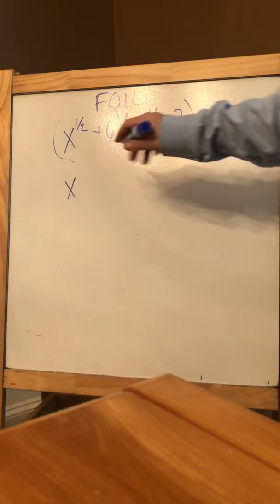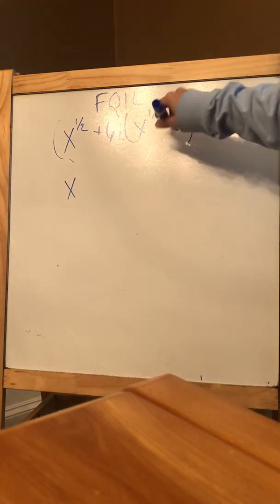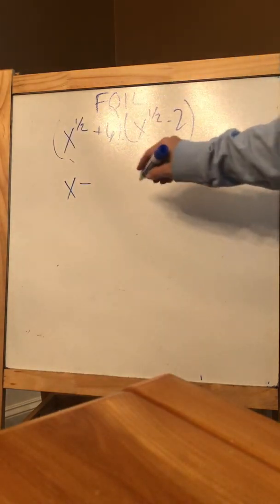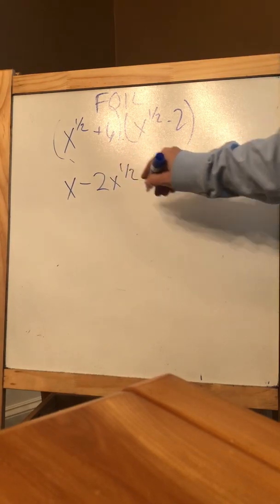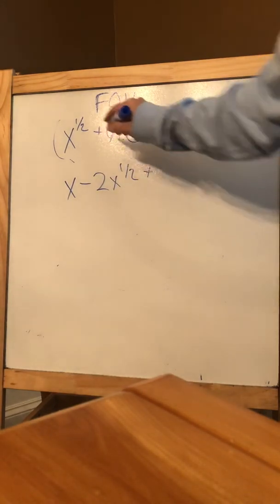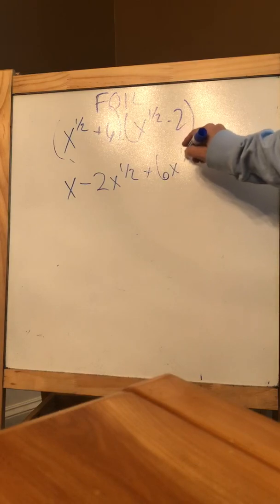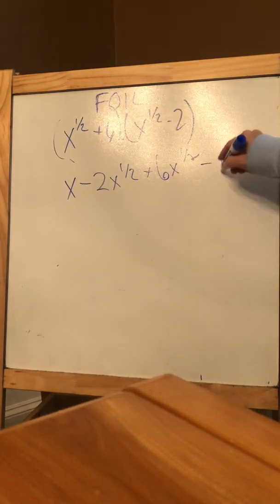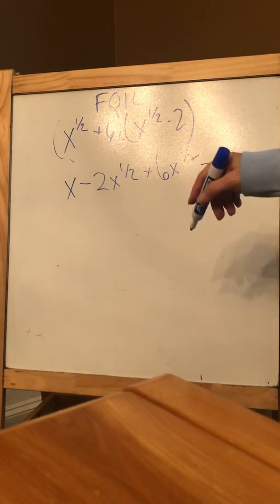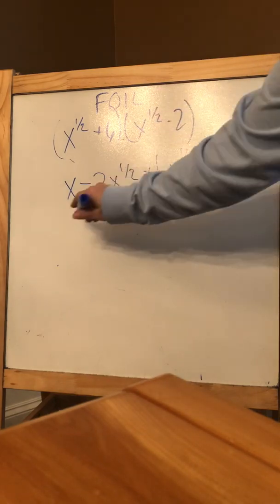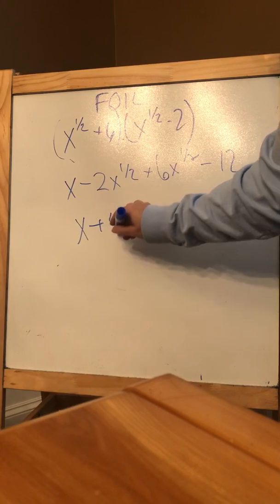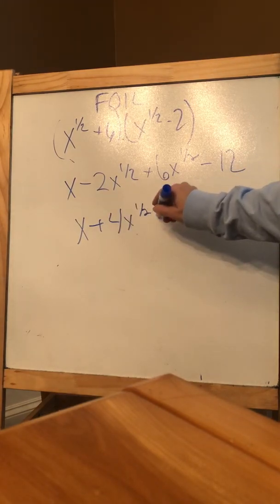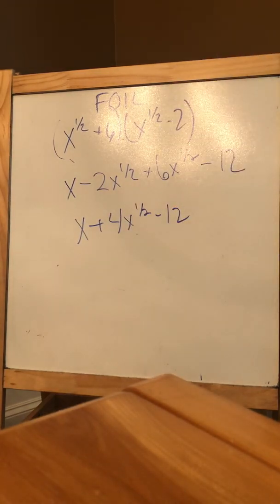All right, so let's look at our outside now. -2 times x to the 1/2. So we have minus 2x to the 1/2. How about our inside? Plus 6x to the 1/2. And our last is minus 12. All right, let's combine our like terms. We have x plus 4x to the 1/2 minus 12. That is it.